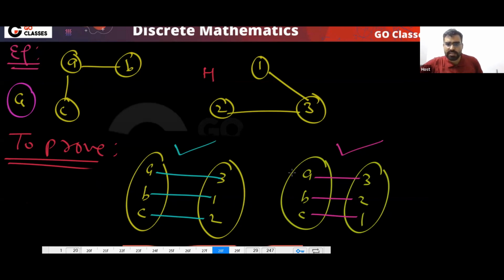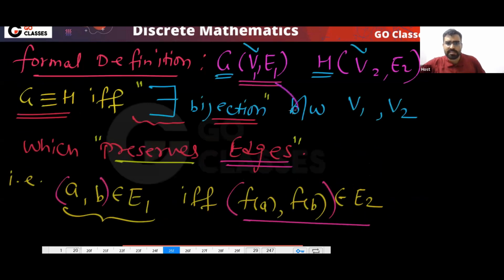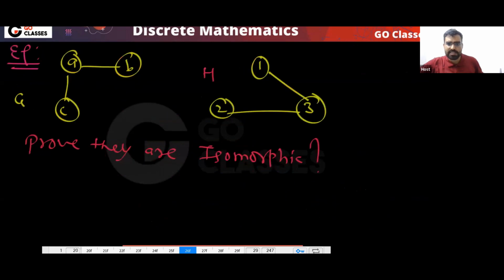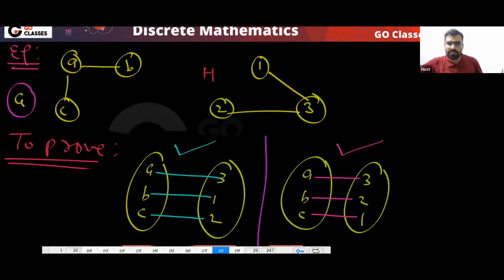See here, check it here. A, B have an edge; 3, 2 have an edge. Next, B, C don't have an edge; 2, 1 don't have an edge. So everything is working, so the edges are preserved. This bijection will also work. And we only want one bijection. There exists a bijection which preserves the edges. So finally, I can say they are isomorphic. Is this clear to everyone? Please tell me, is this clear?